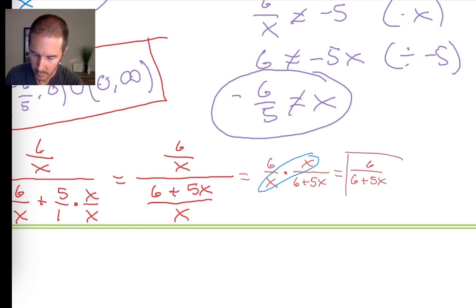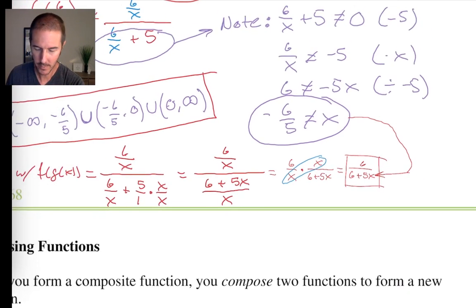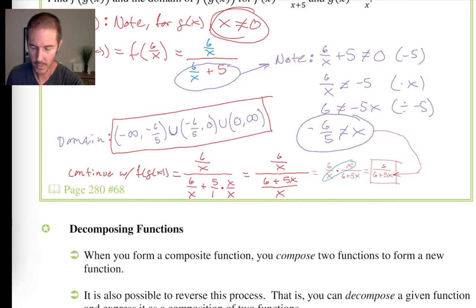And this is f of g of x. This denominator can't equal 0. The x value that would cause it to equal 0 is this one. If you plug that in for x, it would make that denominator equal to 0. But we've excluded it from the domain, so we're safe. So that's your function. That's your domain.